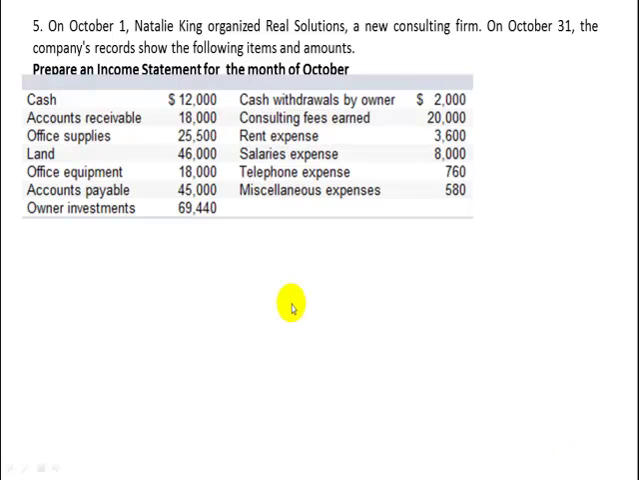In this problem, we're supposed to put together an income statement from this trial balance information. Well, an income statement has two things in it. It's got revenues and it's got expenses.